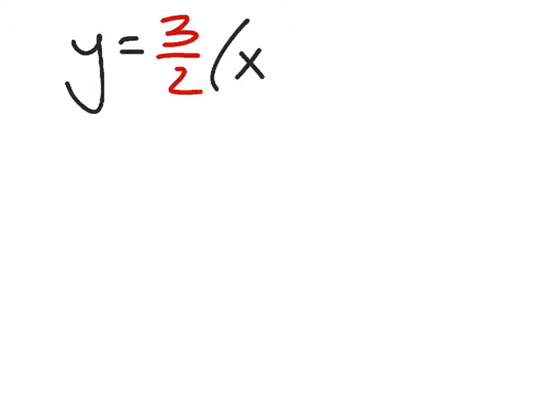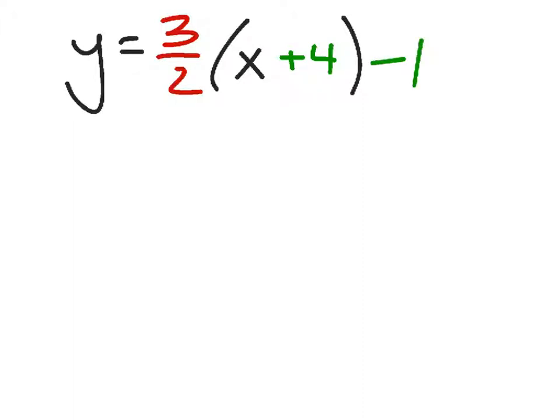Now let's look at that point-slope form. y equals m, what was it? 3 halves. And then times the x plus 4, because it was a negative 4 for the x, right? And then was it a minus 1? Yeah. Is that right? All right.